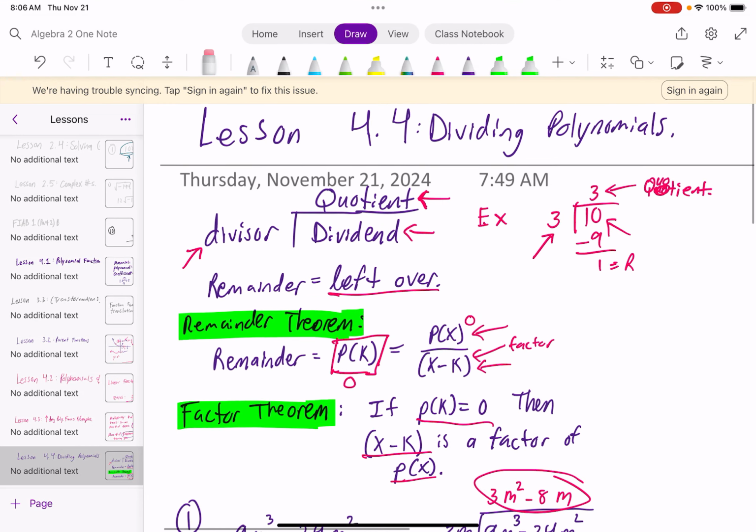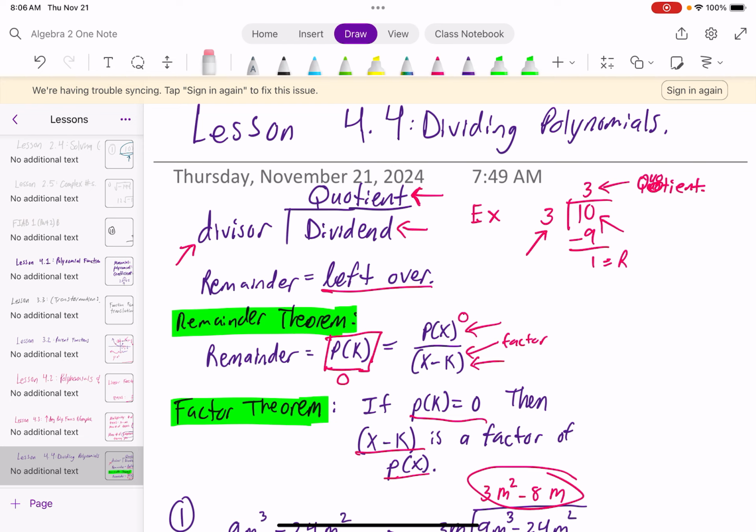Today we're doing lesson 4.4, dividing polynomials. As you can see, I already labeled some of this for you guys. I just want you to understand that the dividend is what you're dividing, divisor is what you're dividing by, and the quotient is your result, how many times it can go into the dividend. An example is if you divide 10 by 3, it goes in 3 times, so that is your quotient, and your remainder is 1.